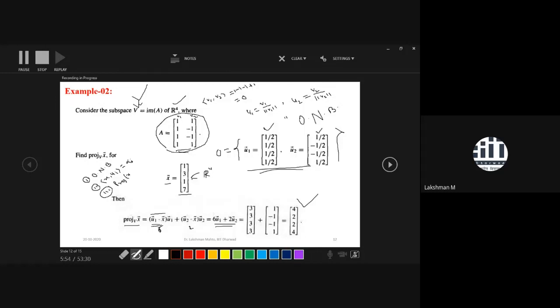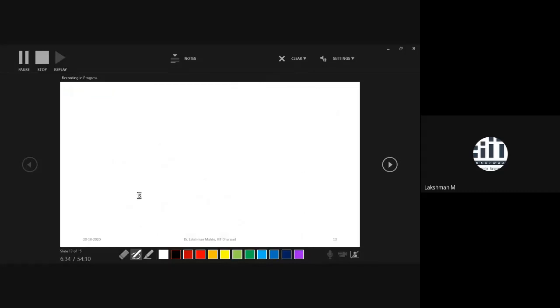The projection of x with respect to subspace V is simply alpha 1 times the first basis vector of subspace V, alpha 2 times the second basis vector of subspace V, and likewise alpha k times the kth basis vector of V, uk. So this is the approach to find the projection of a given vector with respect to a subspace using an orthonormal basis.